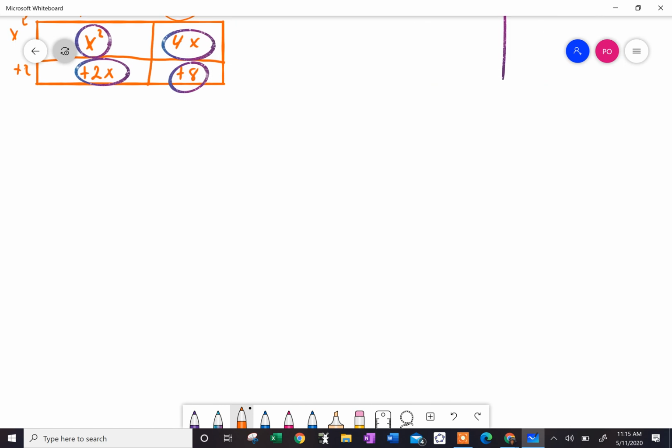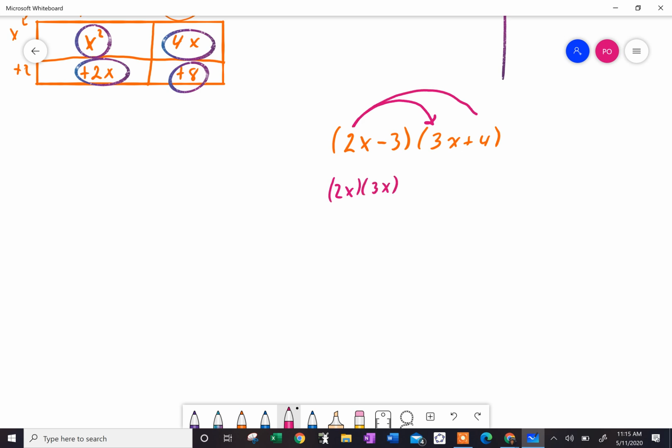What if we had to multiply two binomials? We had something like this: 2x minus 3 and 3x plus 4. Actually, I want to do one more after this. So like I said, you could just do the distributive property. If you do the distributive property, I'm going to take 2x times 3x. Now I'll write this all out for you. You don't have to. And then I'm going to do 2x times 4.